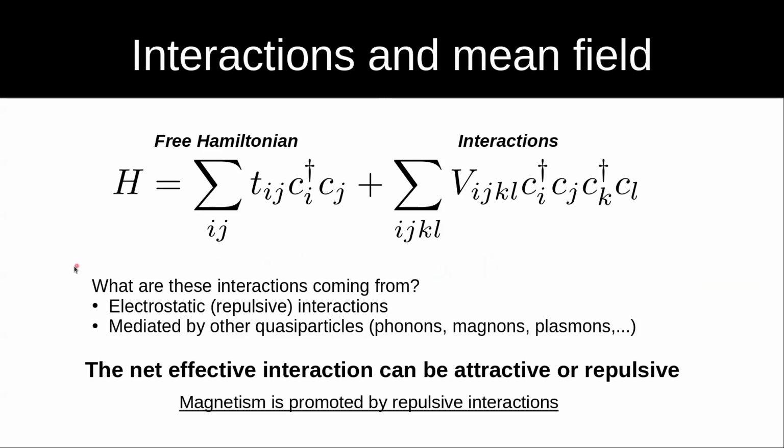What is important is that this full combination of different electrostatic interactions and quasi-particle mediated interactions can give rise to an effective attractive interaction or to effective repulsive interactions. In our case, we are going to focus on effective repulsive interactions, which is the case that is most important for magnetism. But it's worth noting that in the very same way that you study this Hamiltonian with repulsive interactions, it is also possible to study it with attractive interactions.